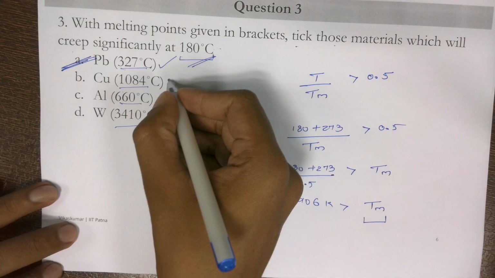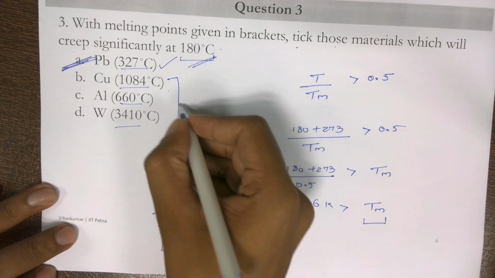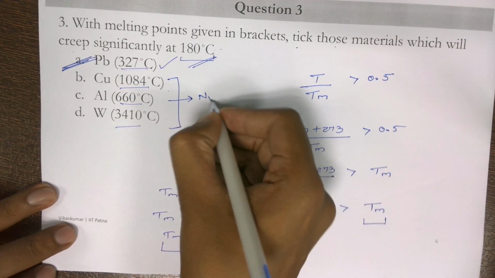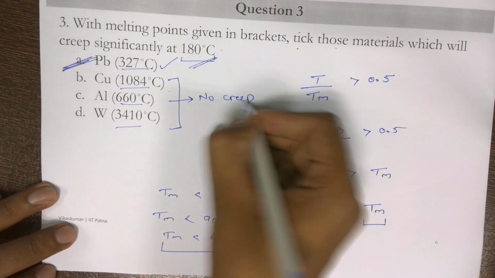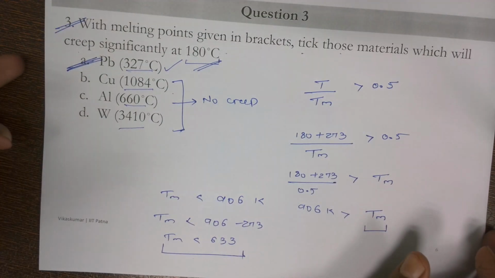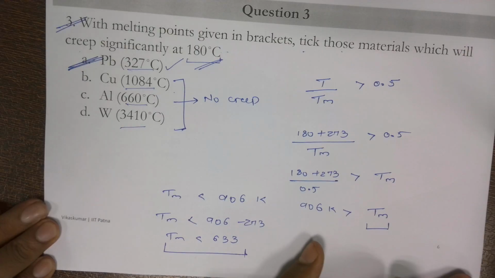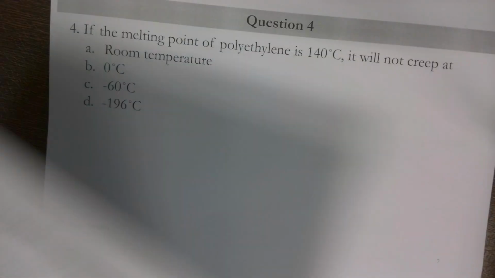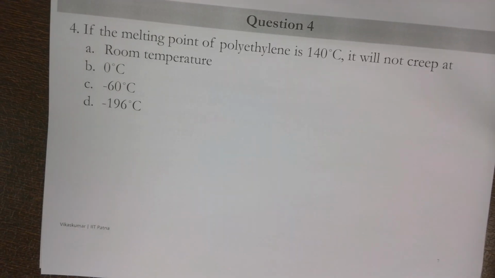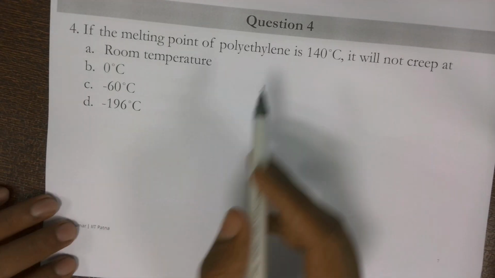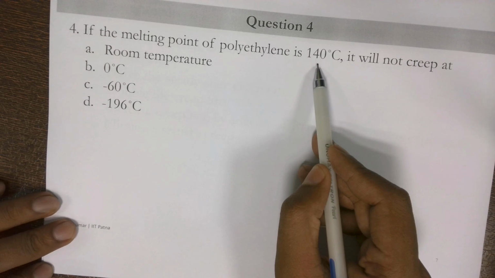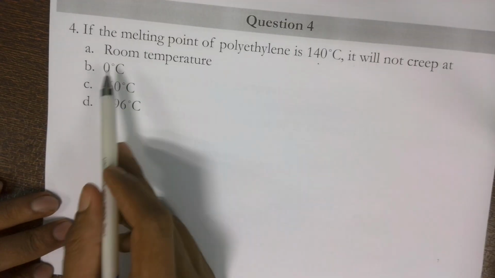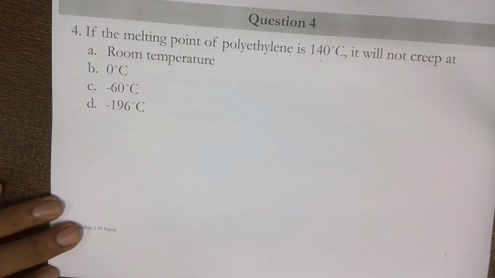Which are the materials which will not undergo the creep? They are these. Clear? Okay, great. Let's go to the next question, question number 4. If the melting point of the polyethylene is this, at which of the temperatures will it not creep?